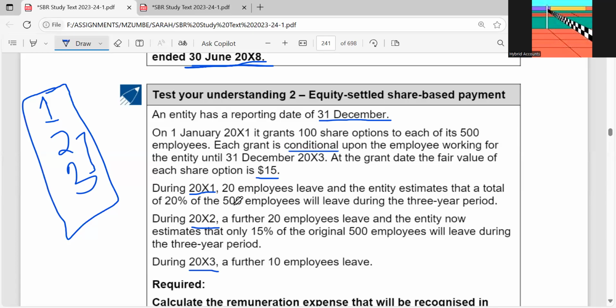So 20% of 500 would be 100, right? So 20% of 500 times 500 is 100. So you'd only remain with 500 minus 100, which is 400. So by the end of year one, we expect to only remain with 400 employees. So be very careful on this. This question could have said that 20 employees leave and the entity estimates that a total, let's say a total of 80 would leave during year two and year three, or during the remaining period. Right.